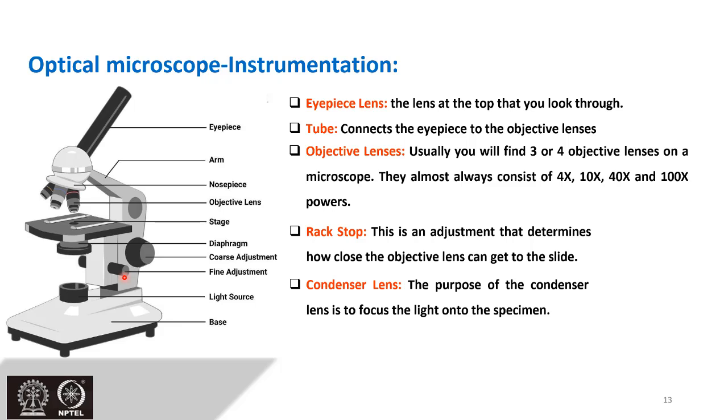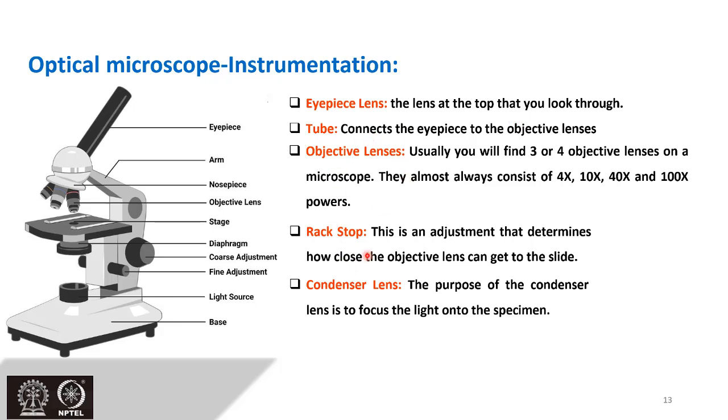So what are the different parts of the optical microscope? Let's look at that. We have an eyepiece lens, which is used to look at the object, and then we have the tube which connects the eyepiece to the objective lens. Then we have the objective lenses here, and this turret basically holds the objective lenses. These objectives can be of different magnification powers, suppose 4x, 10x, 40x, 60x, even 100x. So there are different objective types.